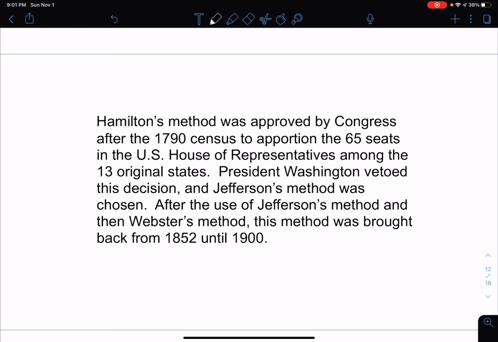The decision by Congress was to use Hamilton's method at that point in time. President Washington vetoed the decision, and instead they ended up using Jefferson's method, his political adversary. They used Jefferson's method for a while, then they used Webster's method, which we'll talk about in another video. And then finally in 1852, they actually did use Hamilton's method. They brought it back, and they used it until 1900. So Hamilton was not able to live long enough to really see that through, but it did end up getting used for a while.